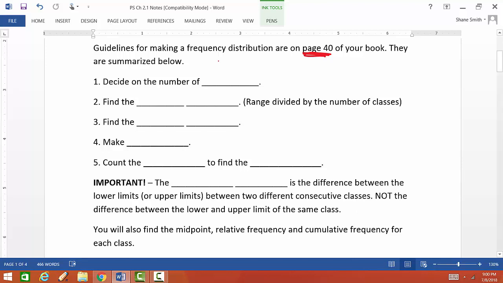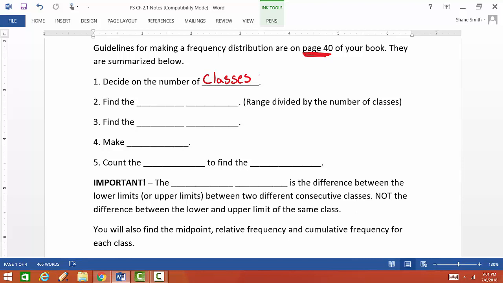All right, so the first thing we do is decide on the number of classes. Now this is something that can be arbitrary. Two people can have the same data set, and one person says, I want 10 classes, and the other person can say, I want 7. There's really no wrong or right way to do this. You just want to make sure you have a good number of classes so you see the shape of the data, and we'll talk more about that later.